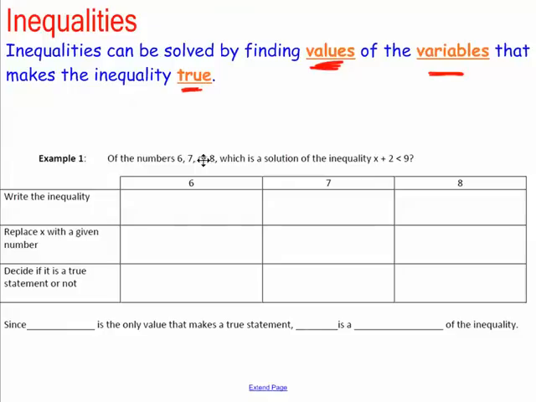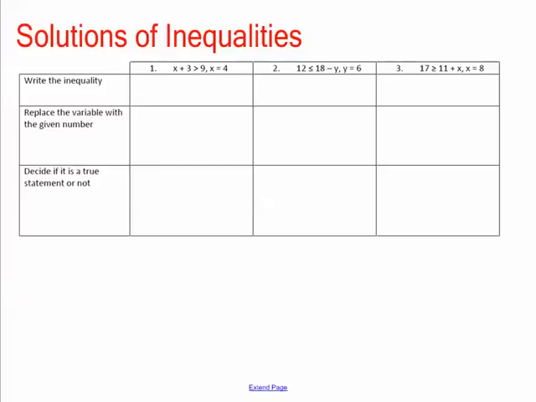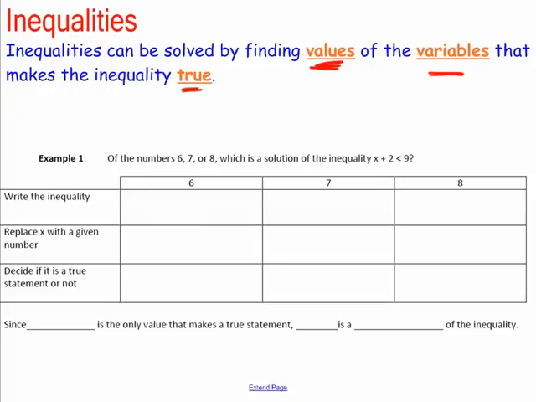Of the numbers 6, 7, or 8, which is a solution of the inequality x plus 2 is less than 9? All right, so first we're going to write down the inequality. So x plus 2 is less than 9. Then we're going to replace x with the given number. So that's 6. So 6 plus 2 is less than 9.